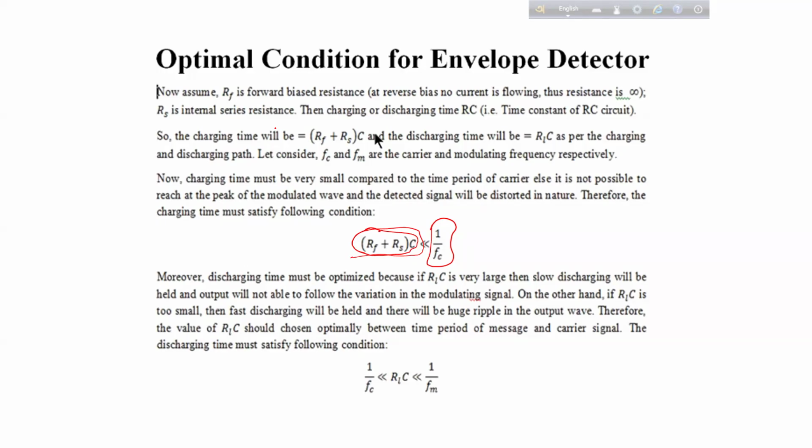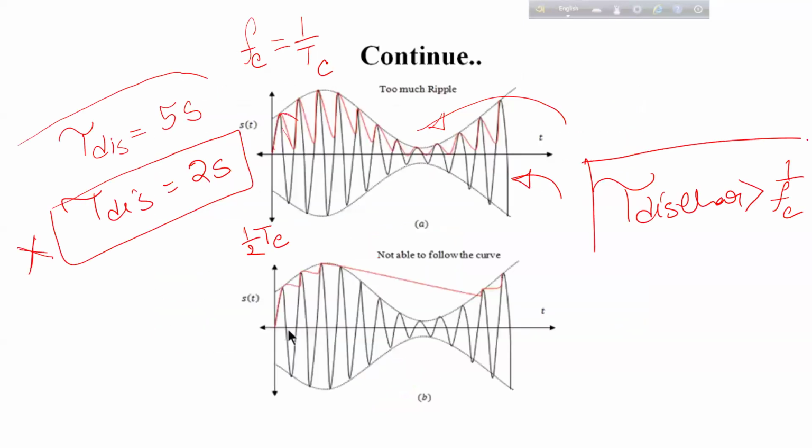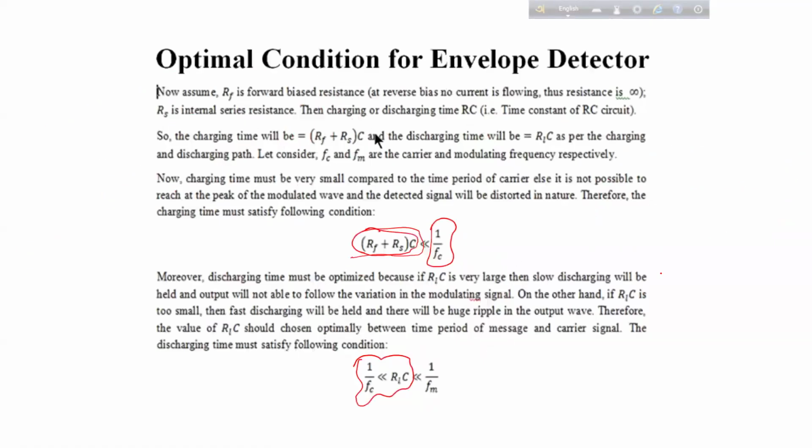Actually, I have explained this earlier. So, discharging time, this condition is correct. Now, discharging time is actually RLC. So this portion, I was actually talking about this portion. So, RLC should be higher than 1 by Fc.